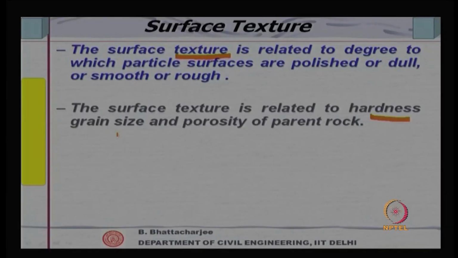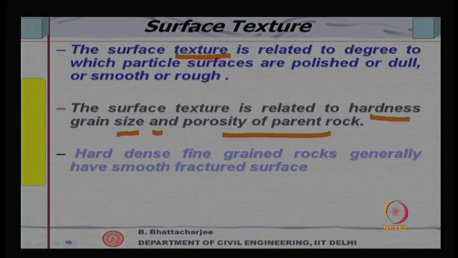It depends upon the hardness of the grain, the size of the grain and the porosity of the parent rock. A porous rock always will have a honeycombed surface structure. Hard, dense, fine grained rocks generally have smooth fractured surfaces, because the fine grains will go away, but it is hard, so not many can go away.